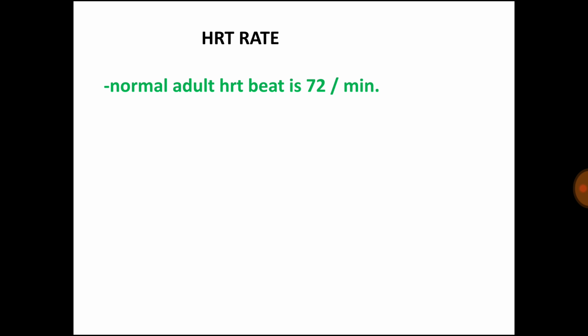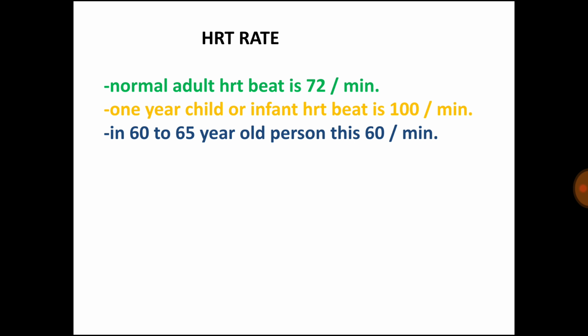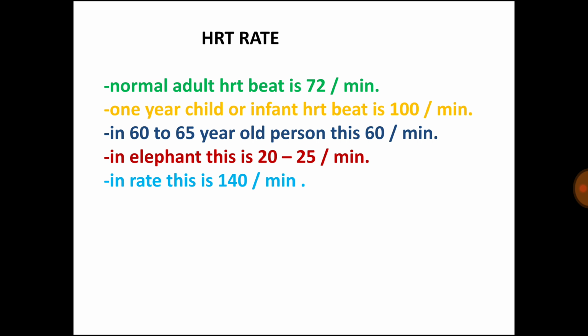Heart rate in a normal adult is 72 beats per minute. In a 1 year old child or infant, the heartbeat is 100 per minute. In a 60 to 65 year old person, it is 60 per minute. In an elephant, it is 20 to 25 per minute, and in a rat, it is 140 per minute. BMR is directly proportional to heart rate. BMR means basic metabolic rate. The rat has a very small body size and its basic metabolic rate is high, so its heart rate is high, whereas BMR is inversely proportional to body size. For example, the elephant has a very large size, its basic metabolic rate is low, so its heartbeat is low.